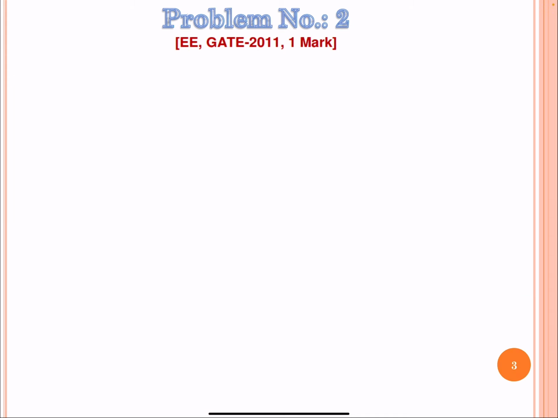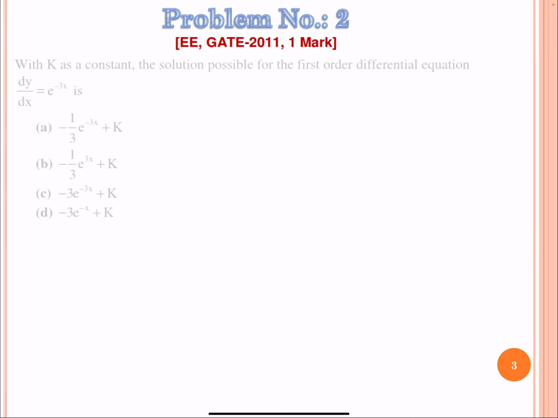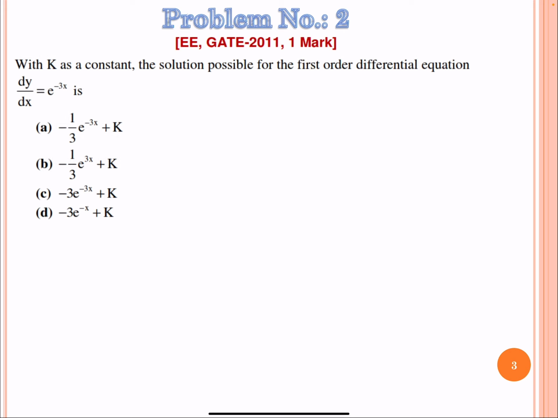Now question number 2. ये जो प्रॉब्लम है ये इलेक्ट्रिकल इंजीनियरिंग में गेट 2011 में पूछी गई थी. And the statement of this problem is: with k as a constant, the solution possible for the first order differential equation dy over dx is equal to e raised to power minus 3x is. We have again four options. Which option is correct? So ultimately we have to find the solution of this differential equation.